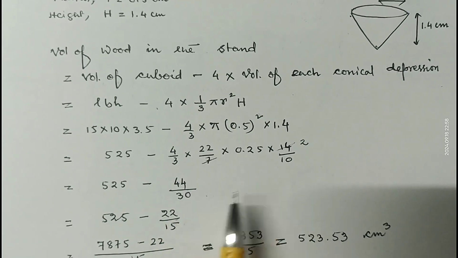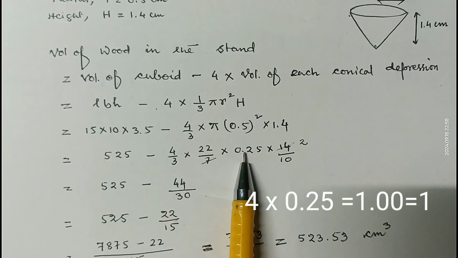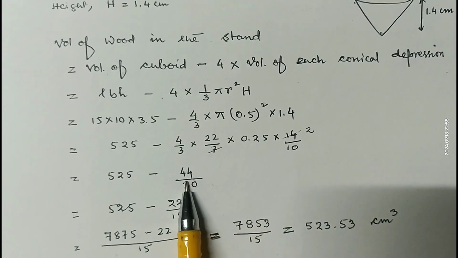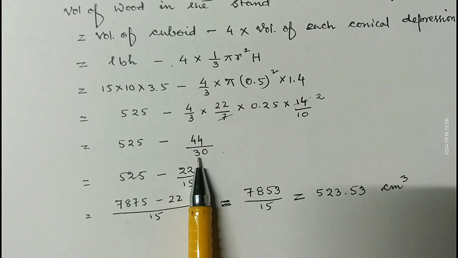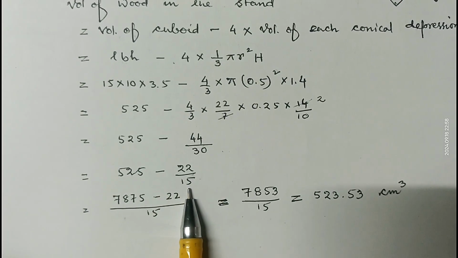Now 3 into 10, 30. Here 4 into 0.25, it will give 1. So 22 into 2 is 44. So in the numerator it will be 44. So it will be 525 minus 44 by 30. If I cancel by 2, it will be 22 by 15. So I have written here 22 by 15.